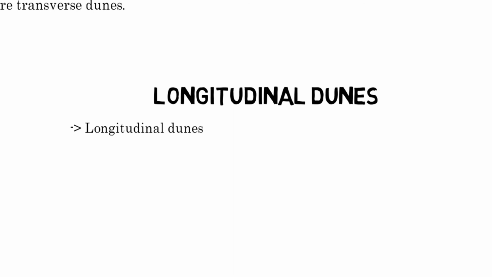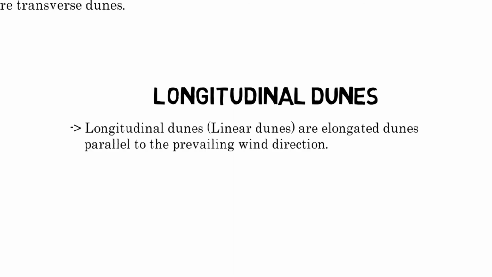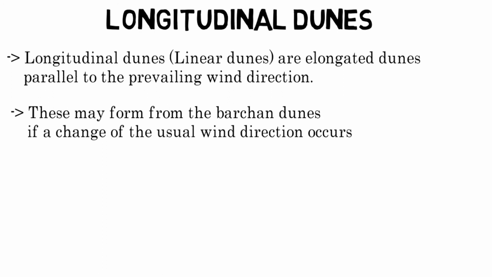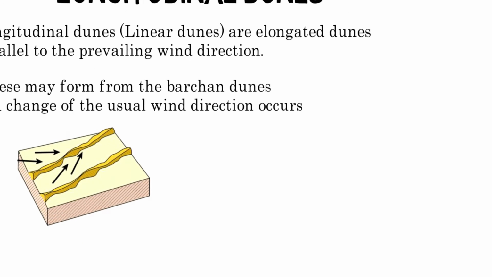Longitudinal dunes. Longitudinal dunes, or linear dunes, are elongated dunes parallel to the prevailing wind direction. These may form from barchan dunes if a change of the usual wind direction occurs.